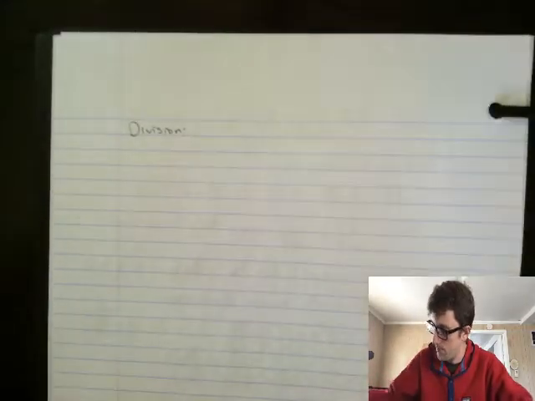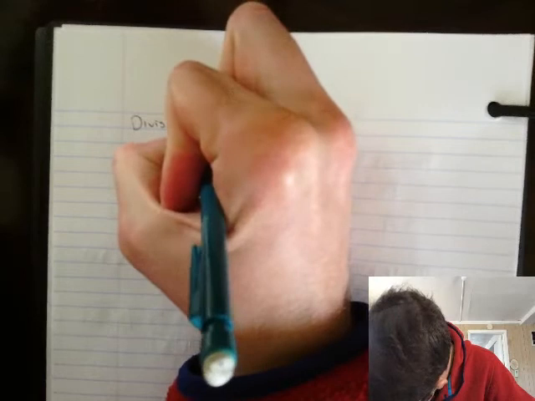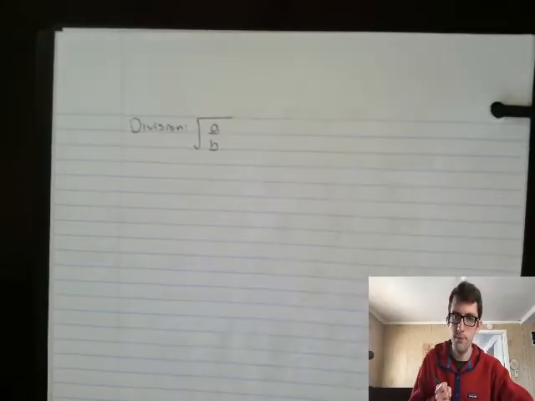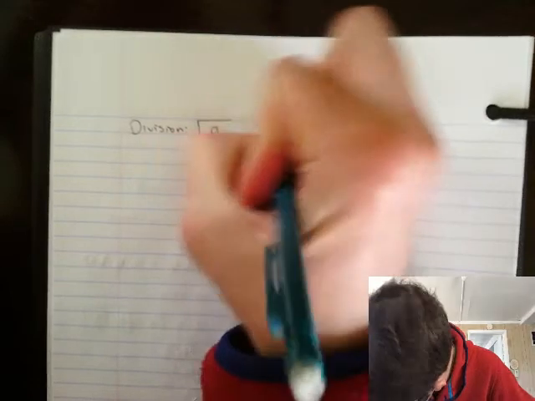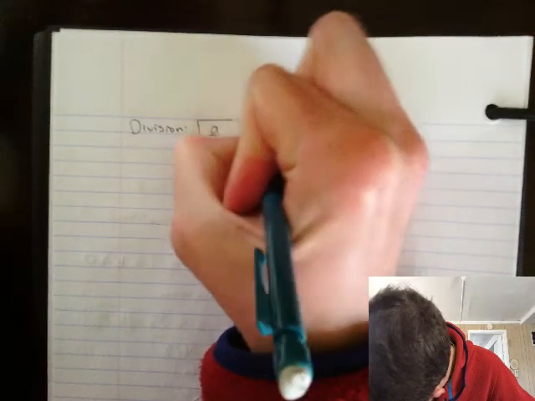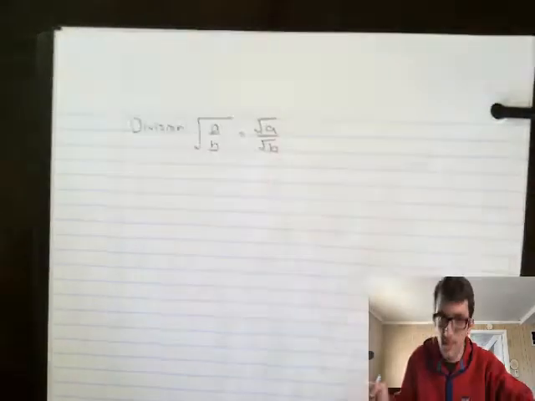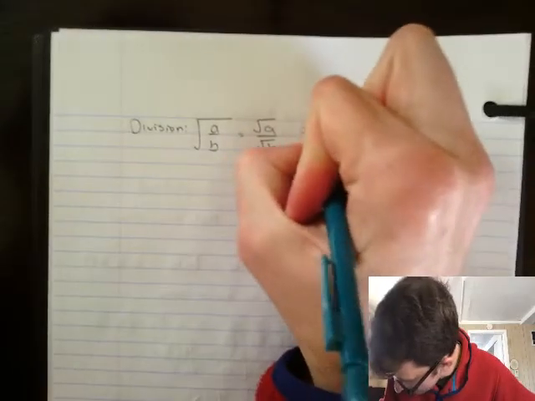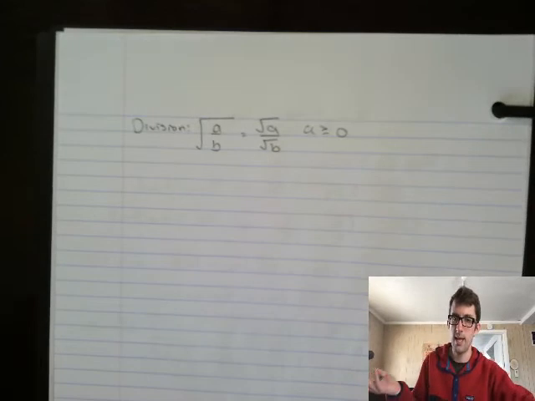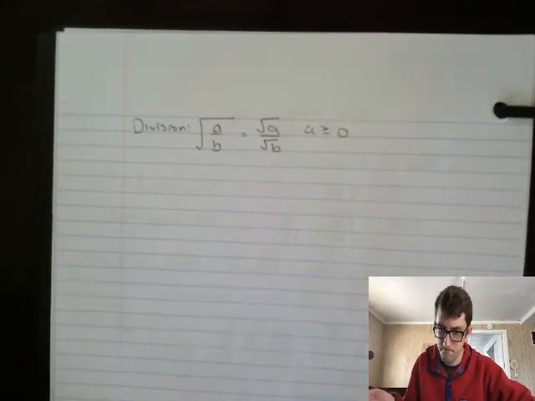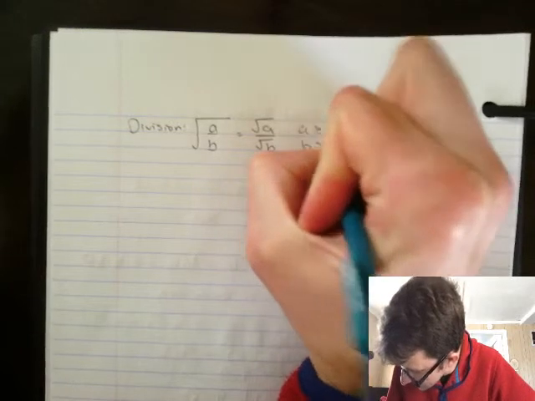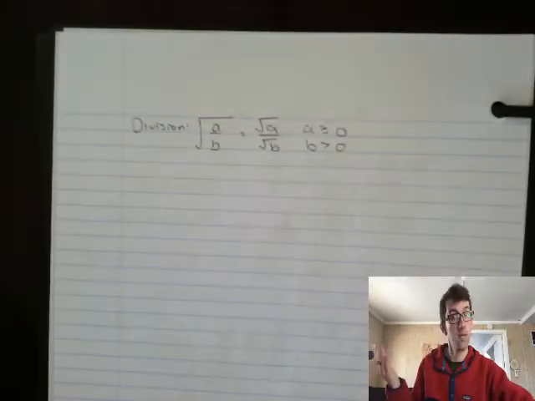Where if we have, say, a over b in a square root, then it is the same thing as the square root of a over the square root of b. Now, there are some conditions here. A has to be bigger than or equal to 0 because obviously we cannot take the square root of a negative number. But more importantly, b has to be bigger than 0 because we can't divide by 0.